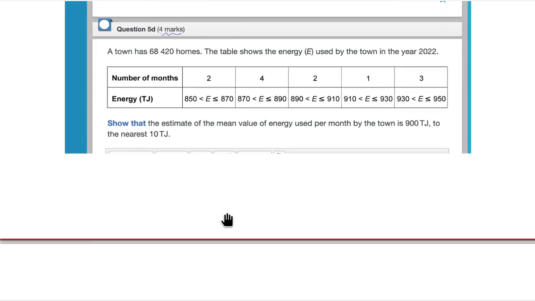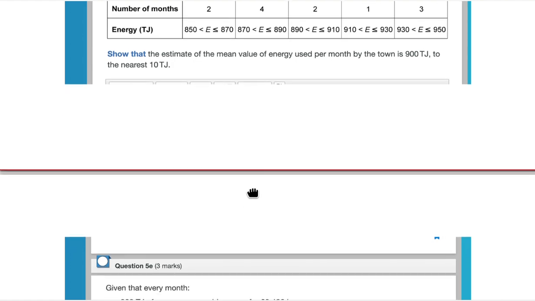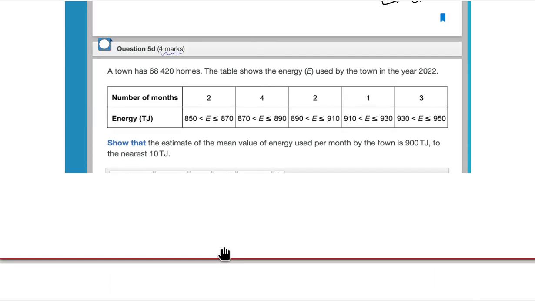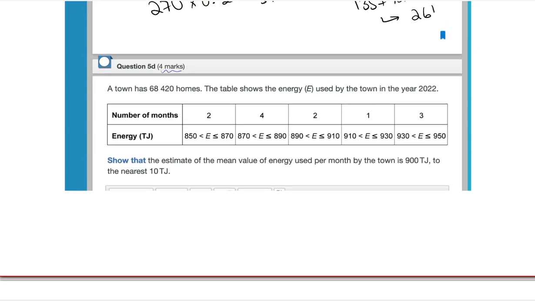A town has 68,420 homes. The table shows the energy used by the town in the year of 2022. So this was part D, right? Show that the estimate of the mean value per month by the town is 900 terajoules to the nearest 10 terajoules. So 900 terajoules to the nearest 10 terajoules means basically it should be between 890 and 910.